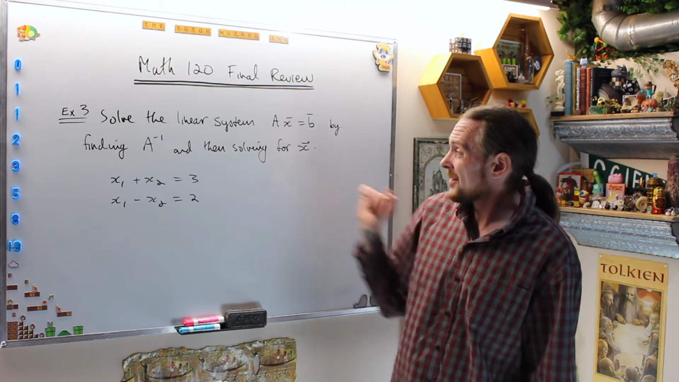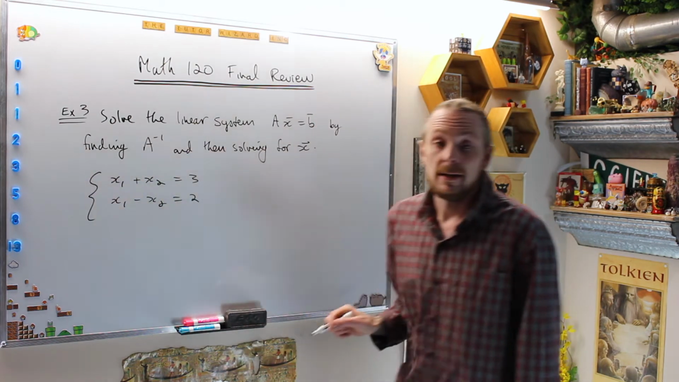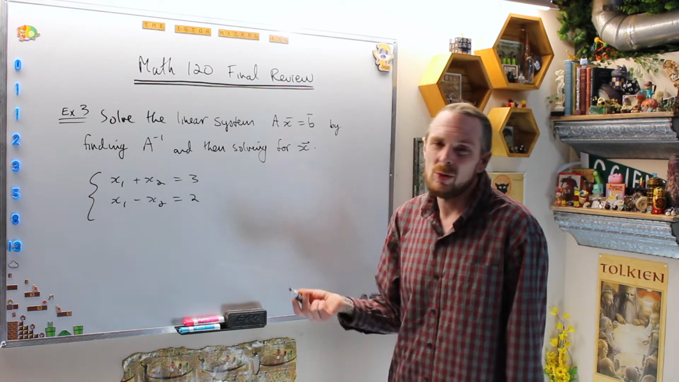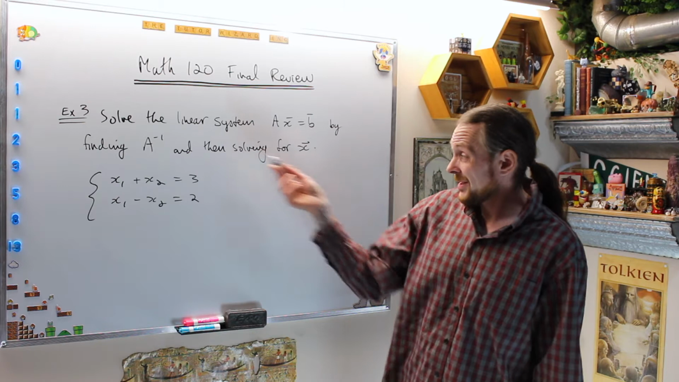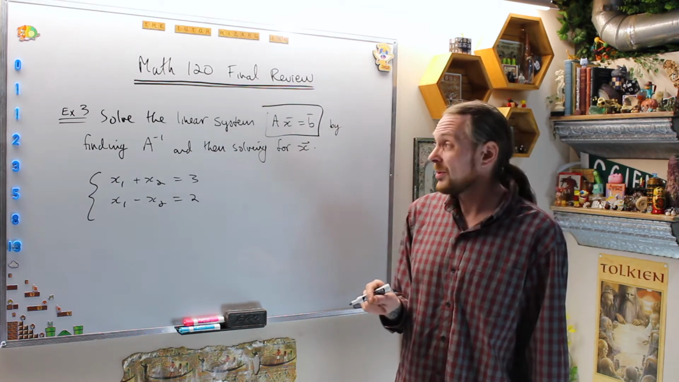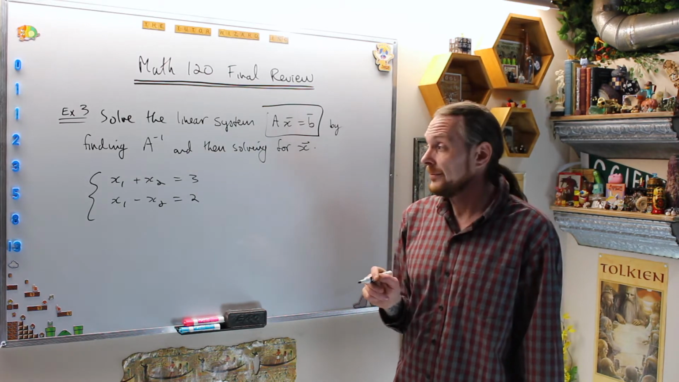What we're going to do is solve this linear system S, which is 2 by 2, and we're going to solve it not using row reduction or Cramer's rule or anything else. This time what they ask specifically for is for us to view it as AX equals B, find the inverse, and solve for X. Let's do that.